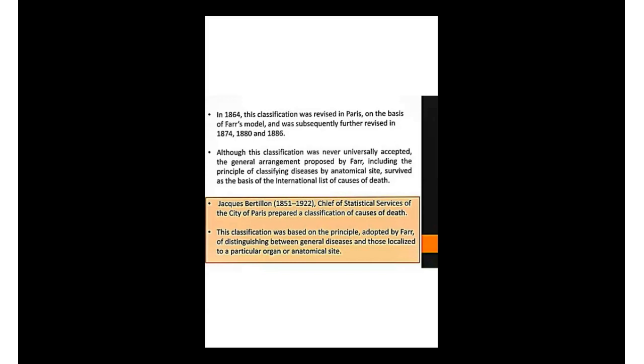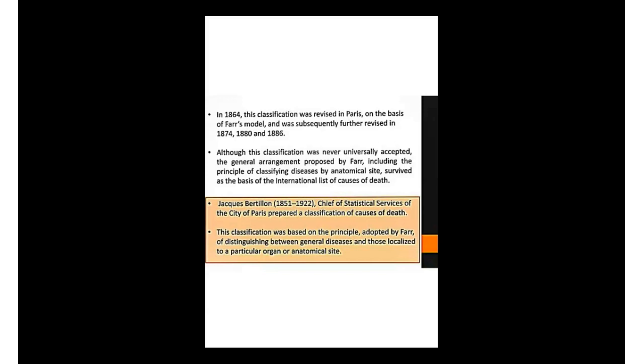So the general arrangement and purpose by parts, including the principles of classifying diseases by anatomical sites, survives as the basis of the international causes of death. So why we need it: to check what is the exact cause of mortality, what is the exact cause of death. Okay, so on the basis of that.